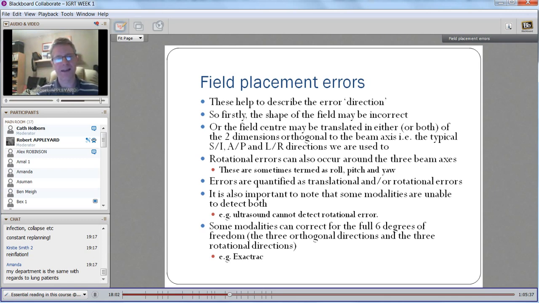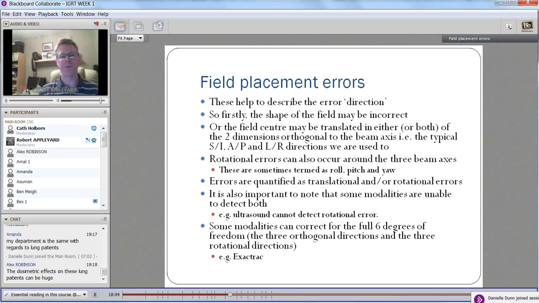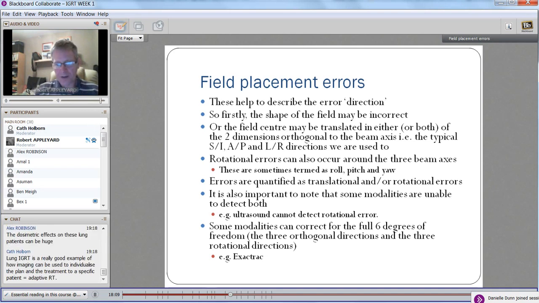And it depends on what way we use to be able to detect and account for these errors. So, for example, there's a little bit of a mistake there. It says EG ultrasound cannot detect rotational error. It should say 2D ultrasound can't detect for rotational error.